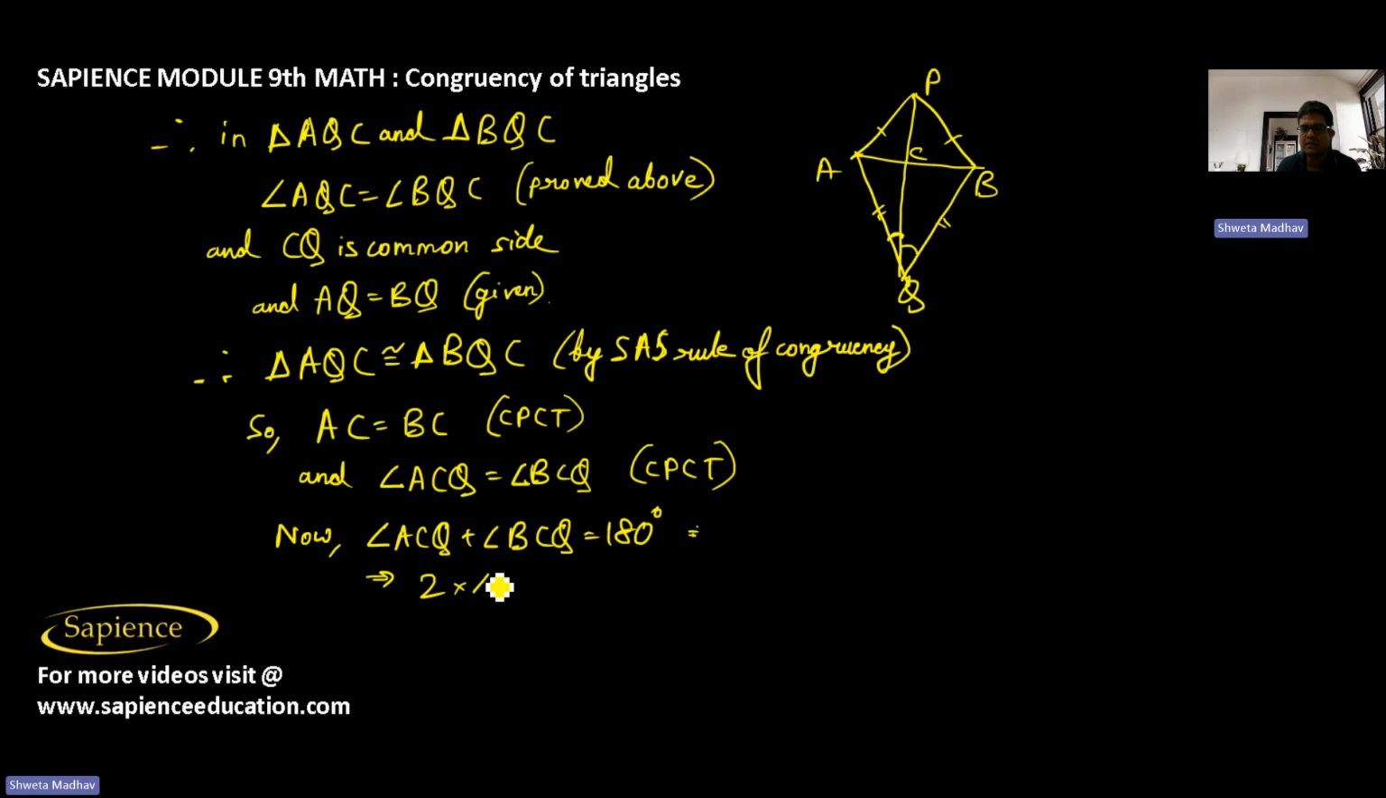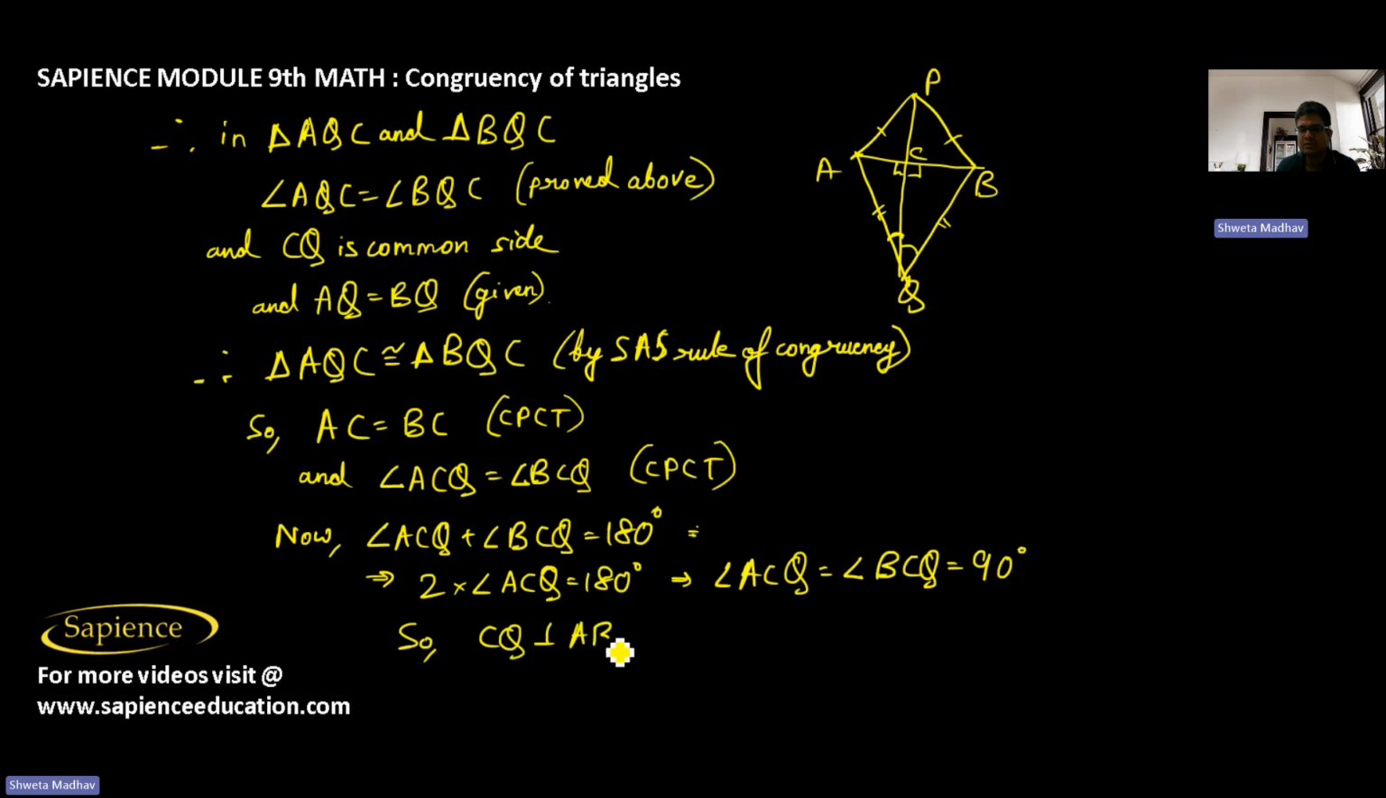So I can say twice angle ACQ is equal to 180 degrees. So angle ACQ is equal to 90 degrees. It means angle ACQ equals angle BCQ, which is equal to 90 degrees. So each of these two angles is 90 degrees. So hence I can say that CQ is perpendicular to AB, or I can say PQ is also perpendicular to AB.